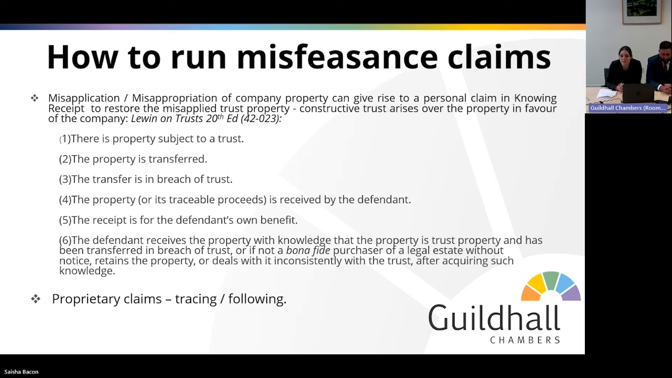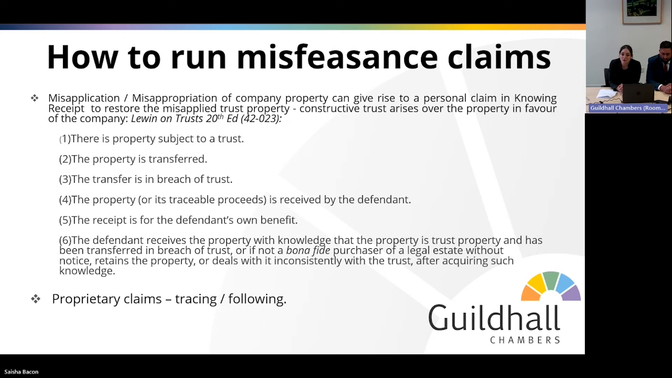Firstly, the property is subject to a trust. Now, trust property can be money or land, for example. Secondly, that the property is transferred to someone, and this can include a third party. I'm going to call him Mr. C. It needs to be established that that transfer was in breach of trust, and that the property or traceable proceeds, so say, for example, Mr. C has been transferred a property, a house, for example, and he's sold that property, well, those traceable proceeds have to be proved to have been received by him, or the property itself.